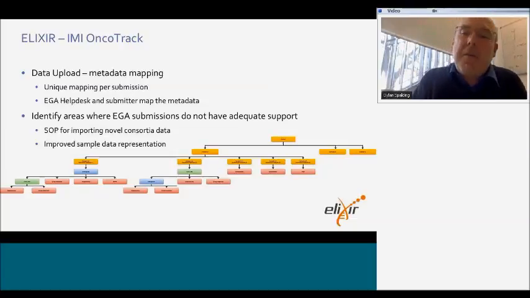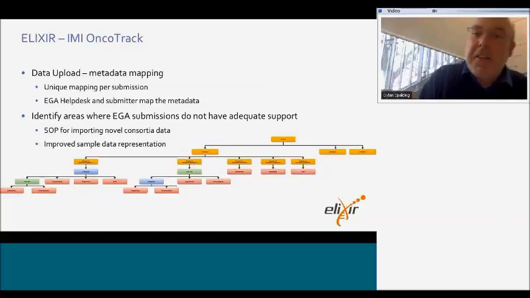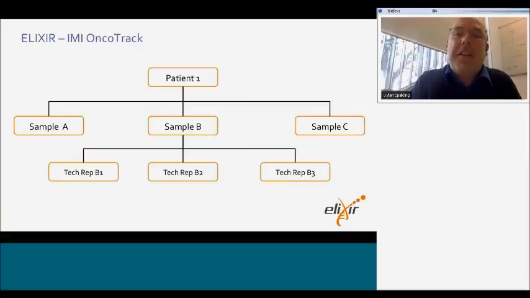This diagram here at the bottom of this slide is an example of the samples collected from a patient within the OncoTrack project. There are 3 separate samples and 5 technical replicates here, which is why there's so much to get on the slide. Here's a simpler version of it. And the EGA currently does not represent this well at all.